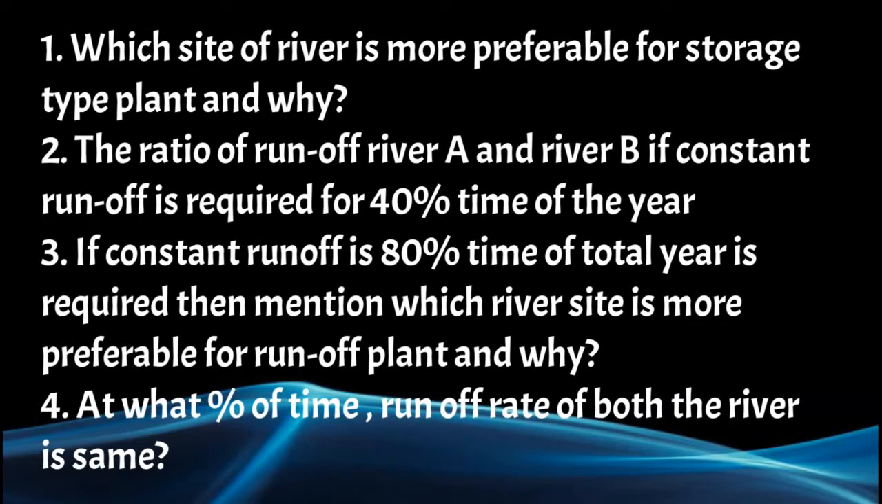First question: which site of river is more preferable for storage type plant and why? Second question: what is the ratio of runoff of river A and river B if constant runoff is required for 40% time of the year? Third question: if constant runoff for 80% time of the total year is required, then mention which river site is more preferable for the runoff plant and why. Fourth question: at what percentage of time is the runoff rate of both rivers the same? So this was the given question.